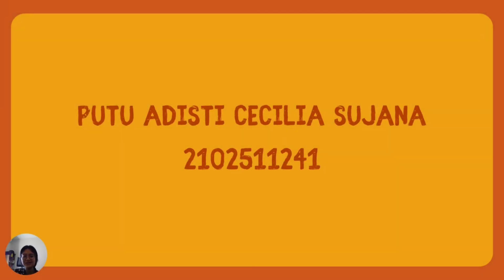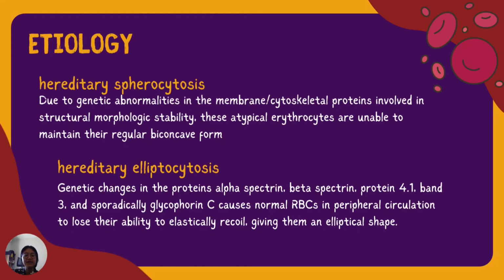Putu Adisti Cecilia Sujana with her last digits of name 241. I'll be continuing the explanation about the etiology of congenital hemolytic anemia. So there are 3 conditions that cause this anemia.